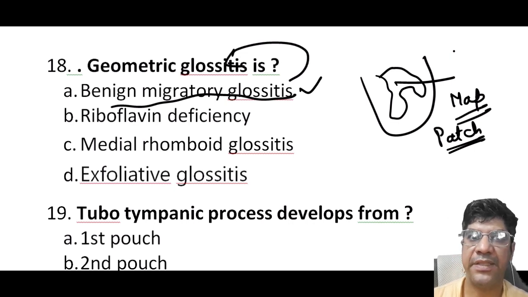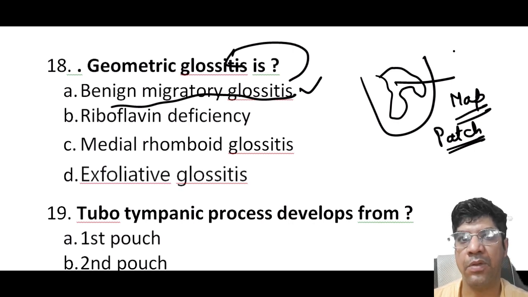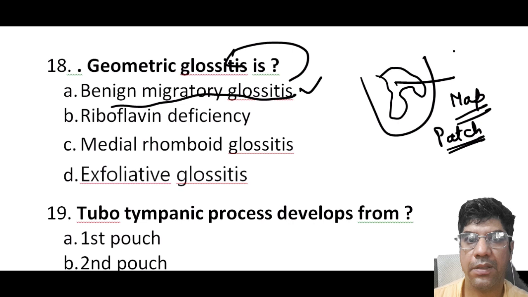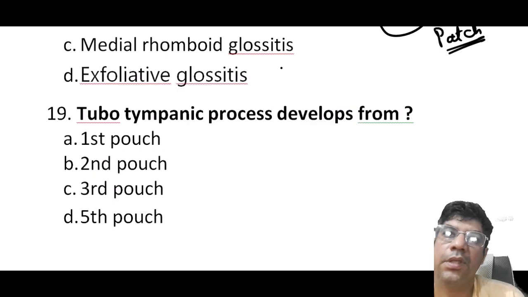So the characteristic feature of benign migratory glossitis is the presence of irregular erythematous, meaning red and depapillated, areas on the dorsal surface of the tongue. So they appear like a map. The depapillated areas appear as smooth, shiny patches surrounded by elevated white borders. So the answer is A here. Another question.